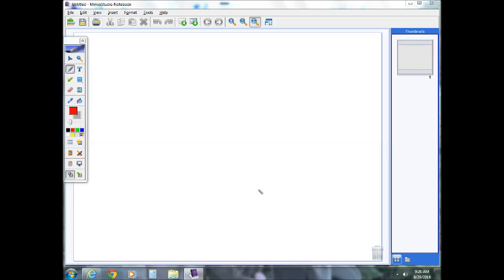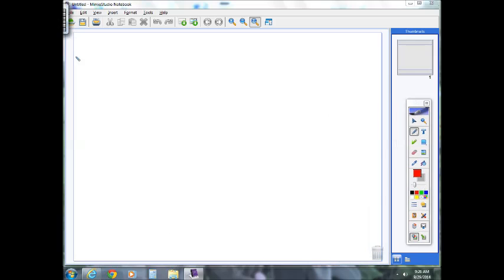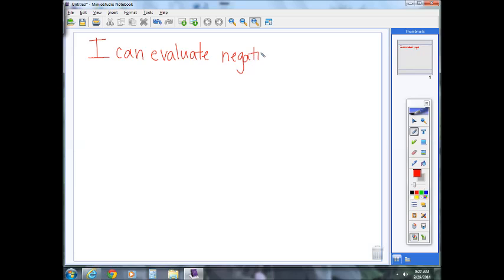All right, today we are going to be going over negative exponents. So let's start by writing our I can statement. I can evaluate negative exponents.